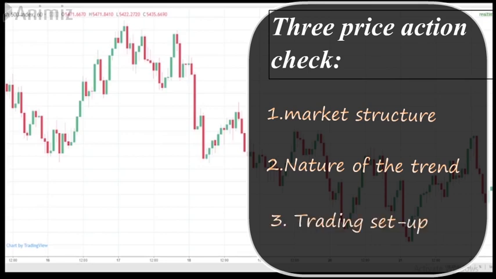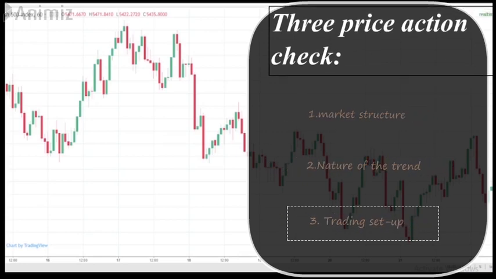This is after you have checked the structure and the nature of the trend. Then you start putting in your support, resistance, trend lines, or any other tools, combining different factors to take a particular trade, which is known as a quality trade. For you to take a quality trade, you first of all have to start with this thing I'm going to share with you now.